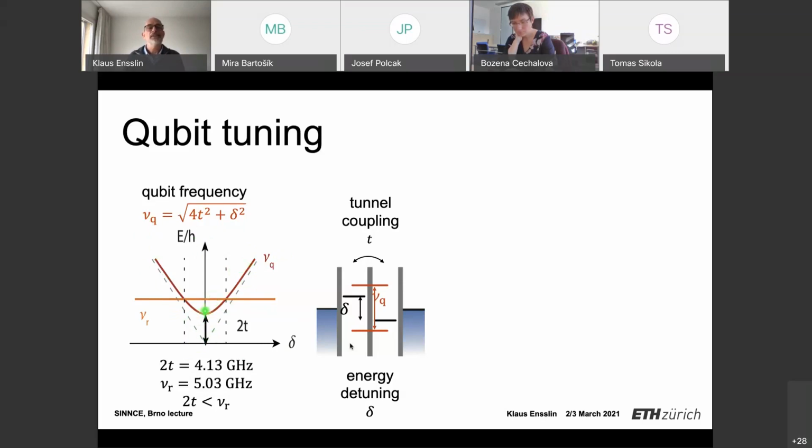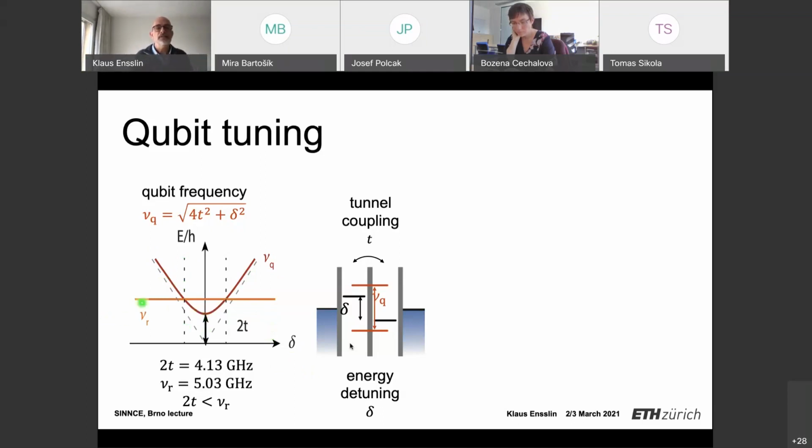If detuning is 0, then the 2 states left and right are the same, but because of tunnel coupling, they split into an odd and even state. And that's 2T. That's this energy difference. Now, if you tune these 2 states in the 2 dots apart from each other, then you go along this line and you see the coupling, the tunnel coupling becomes irrelevant once the 2 states are detuned. So the red line is the qubit frequency as a function of detuning. And detuning is just a combination of gate voltages.